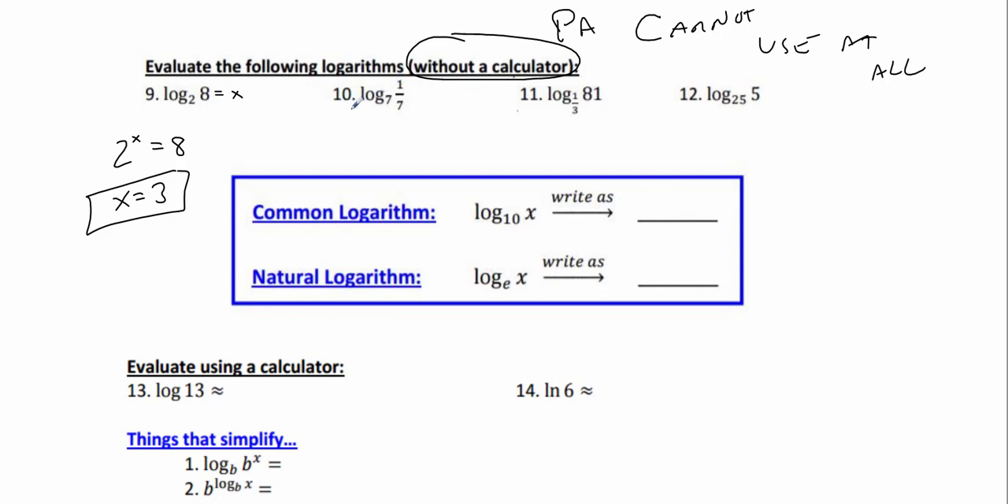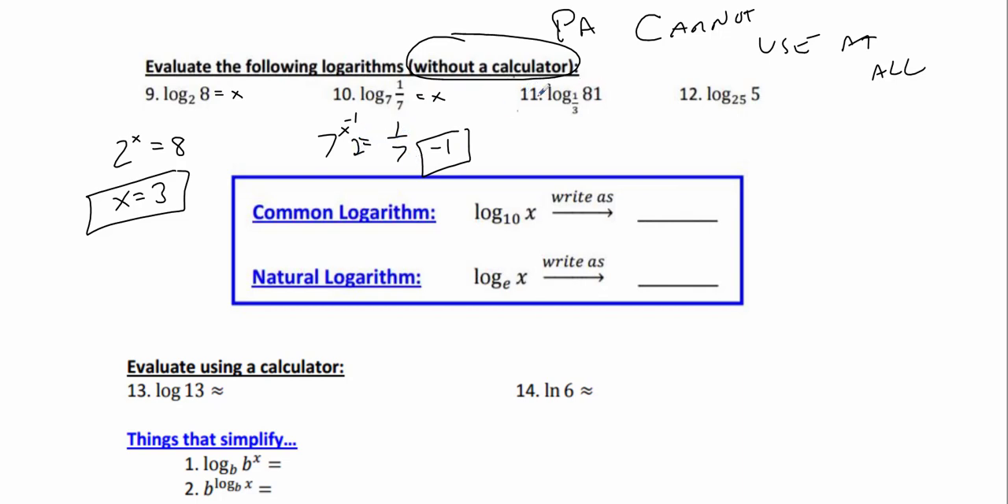Not that bad. The second one here, log base 7 of 1/7. So what happens? 7 to the x equals 1/7. Now, if you recall, the only way I can get from fractions to whole numbers or whole numbers to fractions is by having negative exponents. Well, 7 to the first power is just 7. 7 to the 0 power is 1. 7 to the negative 1 power is going to be 1 over 7. Remember, a negative 1 flips it, and that's how I get 1 over 7.